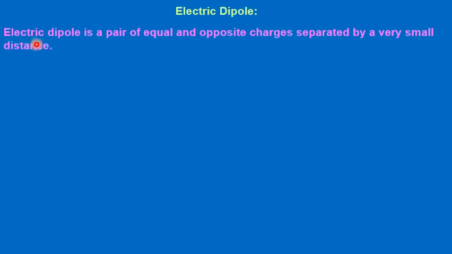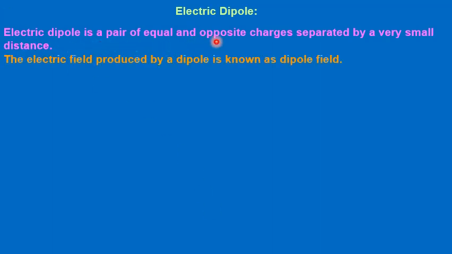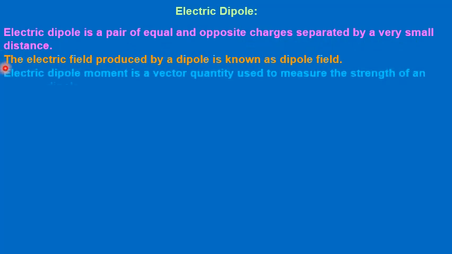Electric dipole. Electric dipole is a pair of equal and opposite charges separated by a very small distance. The electric field produced by a dipole is known as the dipole field. Electric dipole moment is a vector quantity and used to measure the strength of an electric dipole.